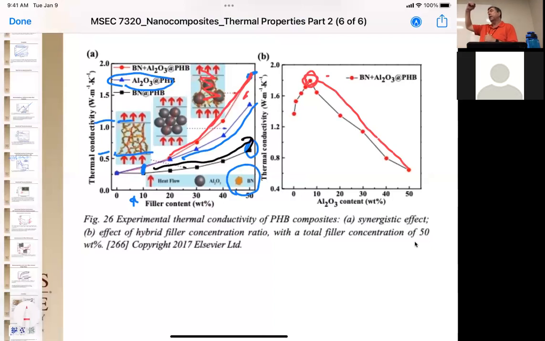So we see an effect where you want to interconnect those alumina particles, but once you get too many of them, you can't interconnect them with the boron nitride, and the synergy drops. It goes away.